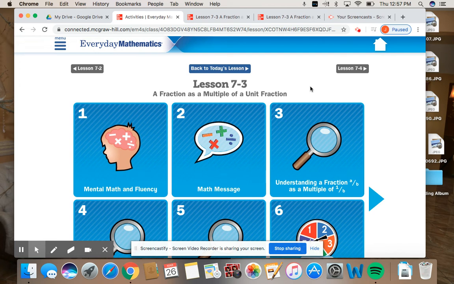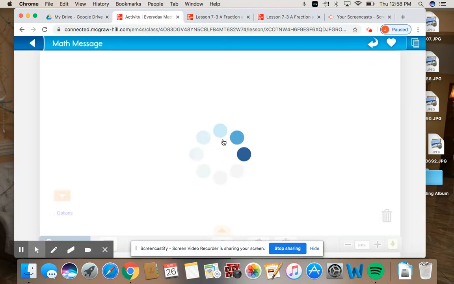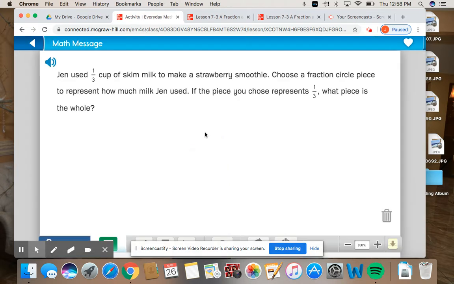Hi, boys and girls. Today we're going to be doing lesson 7.3, a fraction as a multiple of a unit fraction. So we're going to be taking a look at unit fractions today and also seeing what their multiples are. So let's go ahead and click on your math message. And I'm going to read this out loud to you, so follow along with me, please.